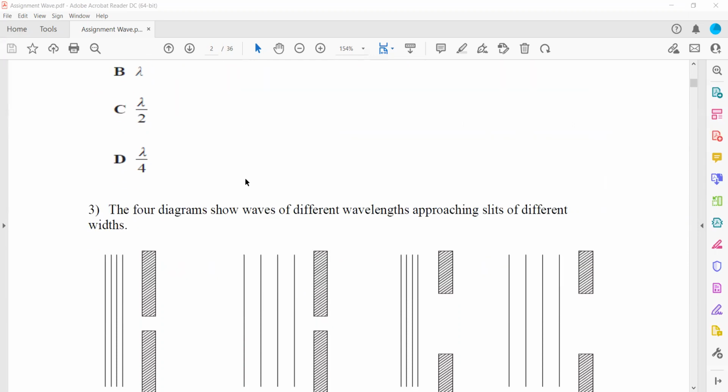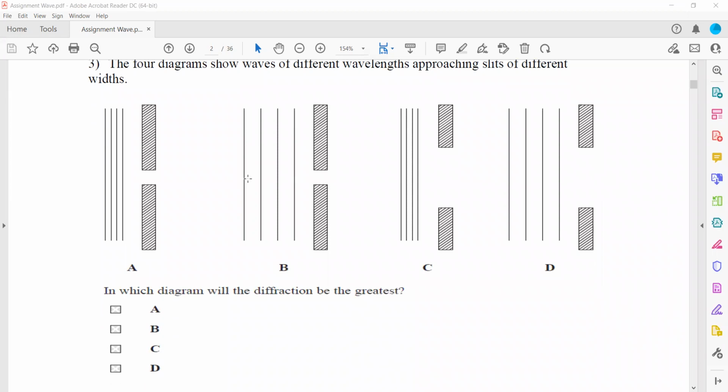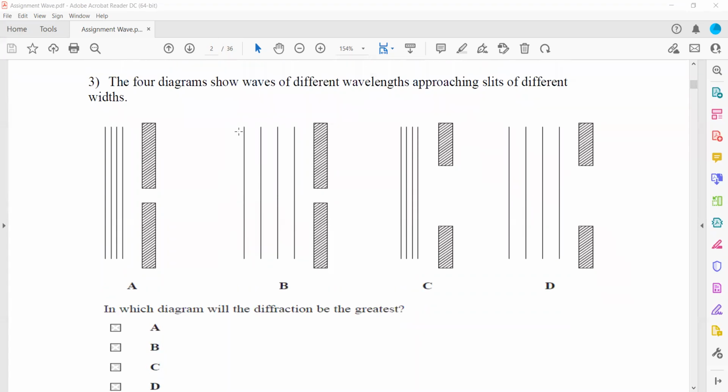Then in question 3, the diagram shows wavefronts approaching the slit. In which diagram is the diffraction greatest? We know the diffraction is greatest when the wavelength is approximately equal to the gap size, then it is maximum diffraction. So when we check the options, the wavelength is the distance between two wavefronts. This is the wavelength lambda, and this one is d. So it appears that the wavelength is less than d.